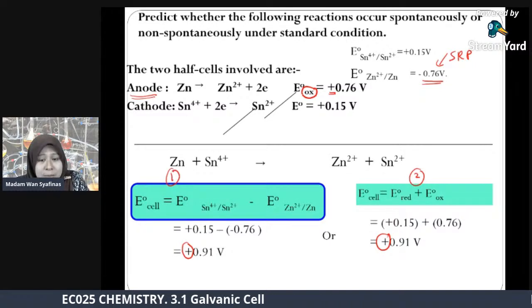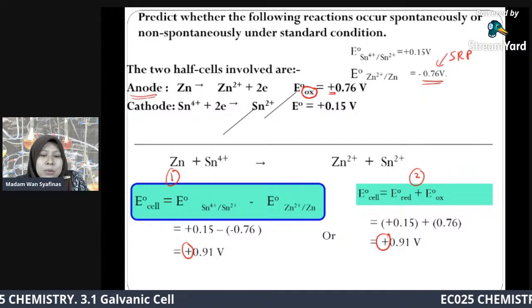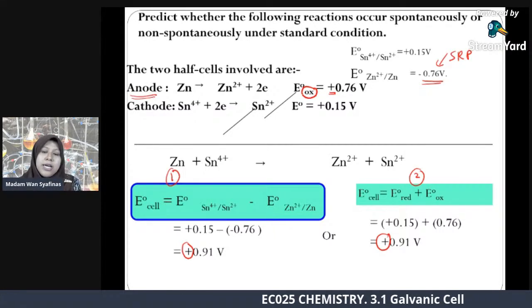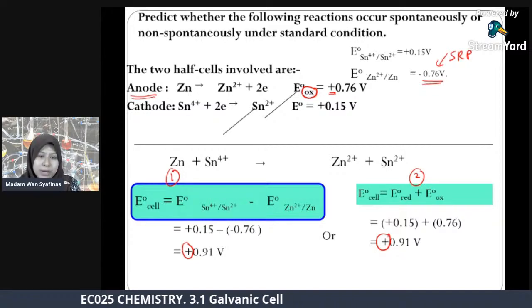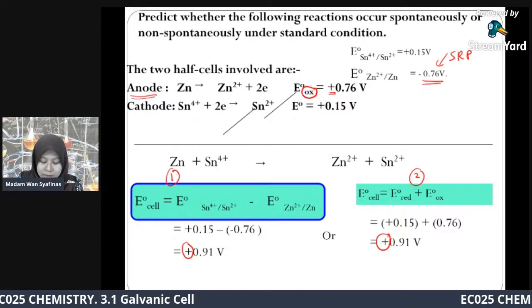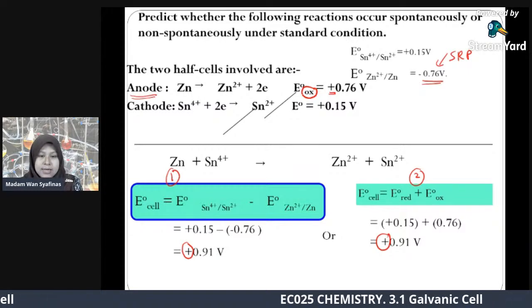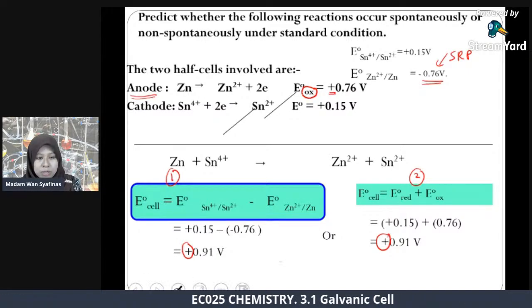Tadi spontaneous dia kata apa? Dia boleh berlaku without energy. Maksudnya dia react immediately, okay, spontaneously, without input atau tak perlu energy pun dia dah boleh buat reaction tu. So nak tahu spontaneous tak, kena kira dulu E not cell dia. Dapat nilai positif baru dia spontaneous.